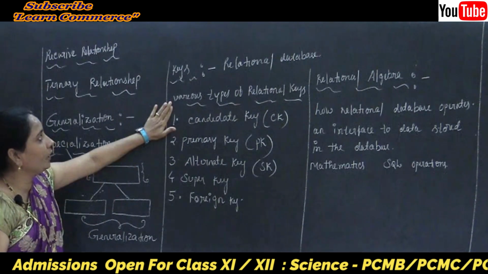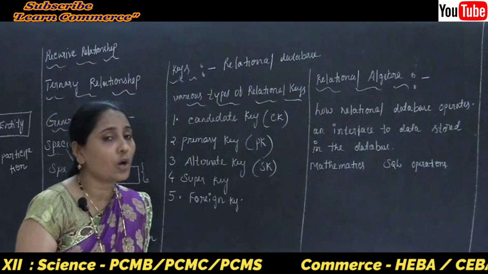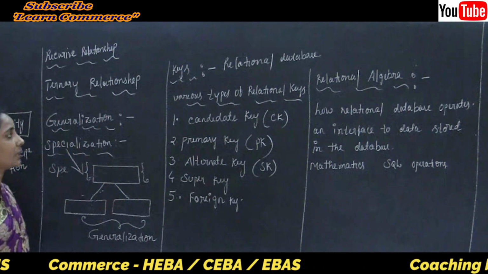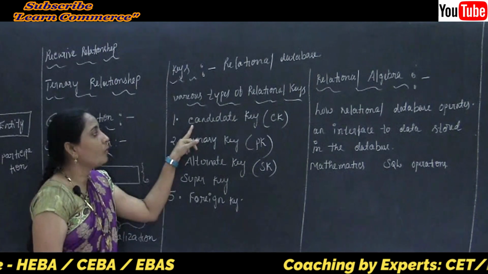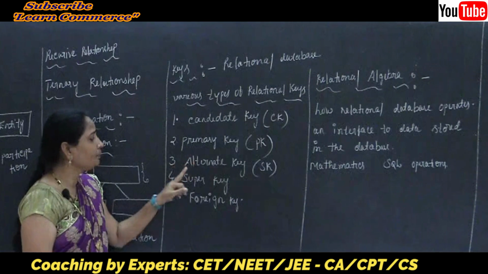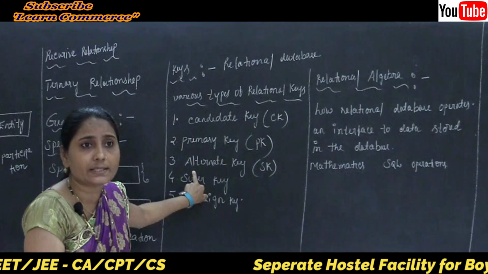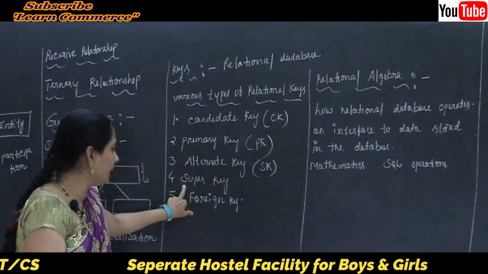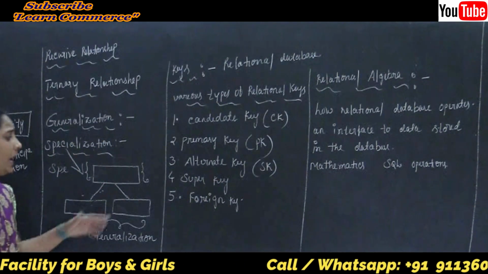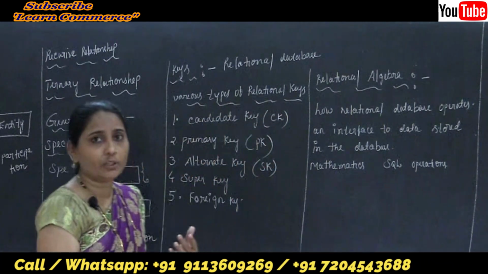After knowing the meaning of keys, there are various types of relational keys. What are the types in relational keys? The first one is the candidate key, the second is the primary key, then the alternate key, which is also called the secondary key, the fourth is the super key, and the last one is called the foreign key. We already know the meaning of the key.